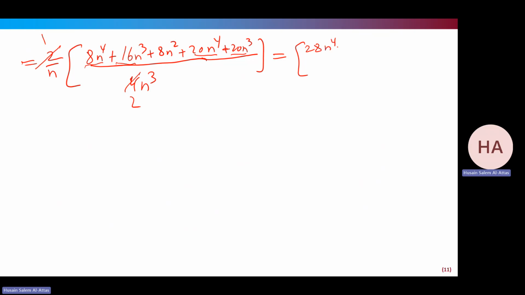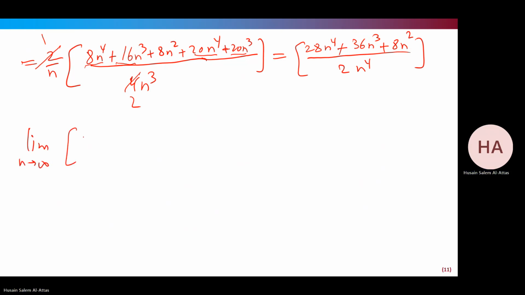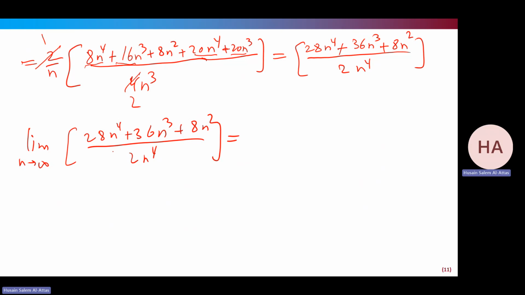I have 16 plus 20 plus 36n cubed plus 8n squared over 2n to the power 4. Okay, now when it comes to the limit of this, no need to worry, just the highest coefficients. It's the same degree. That would be 28 over 2, which is 14. So this is my answer.